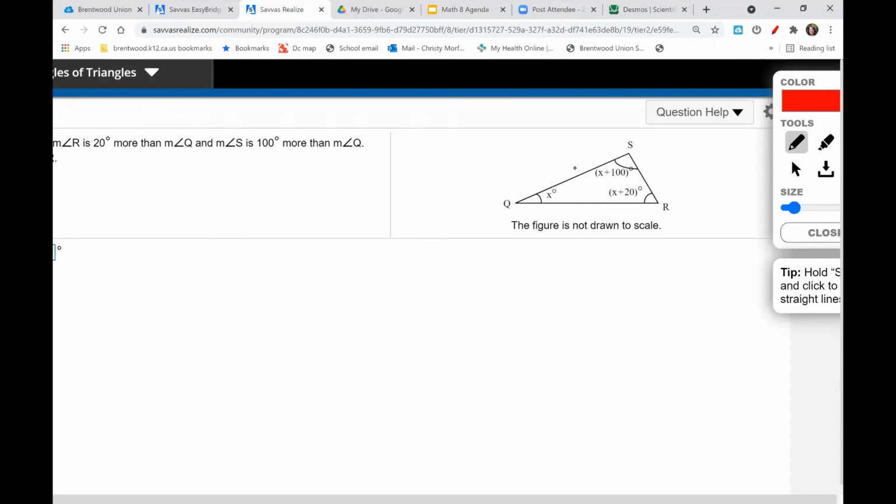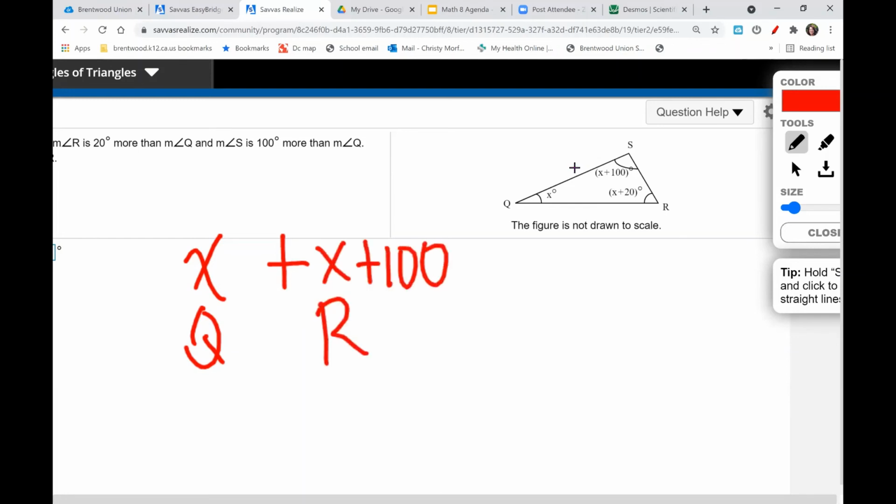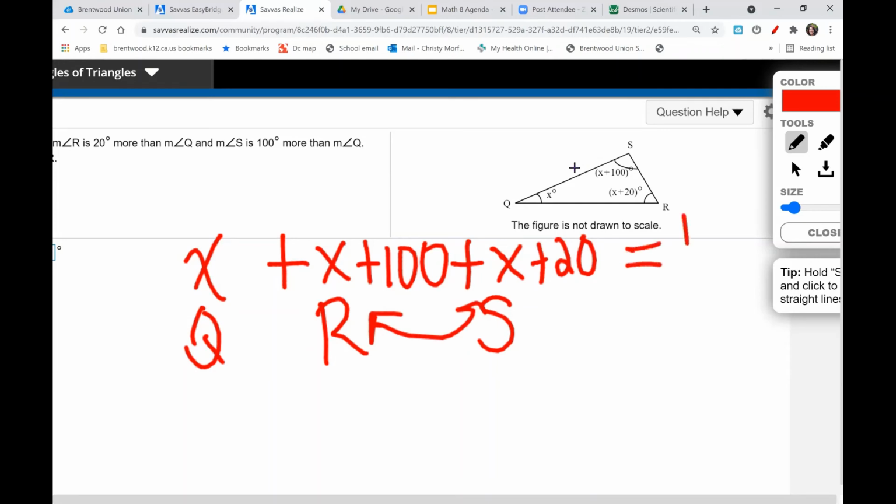Since I don't know any answer, you do need to do the angle plus angle plus angle equals 180. So here is angle Q. We need to add it to angle R or S. It doesn't matter what order you go in. So angle R is X plus 100. And then we need to add it to angle S. So all three, oops, I did that wrong. So this is reversed. So R is X plus 20, S is X plus 100. And all three of these measurements need to add up to 180 degrees.